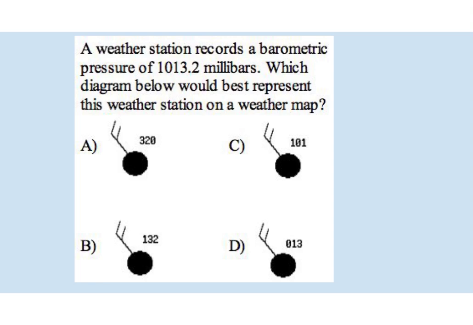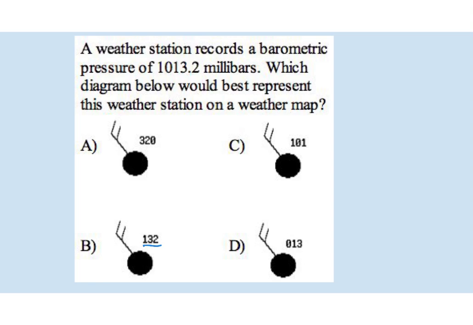All right, here's another one. Again, if you don't need this practice, then feel free to go to your practice worksheet on the Google form. But if you feel like you need some more practice, you can keep on trying some of these. So it says a weather station records a barometric pressure of 1013.2 millibars. Which diagram below would best represent this weather station on a weather map?